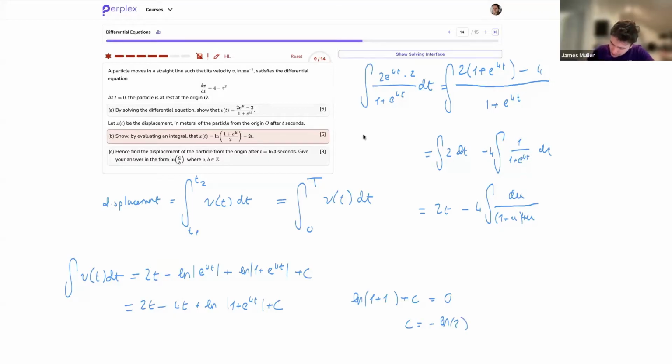So I can now rewrite this as minus ln of 2, and that's going to help me because I can now rewrite the integral as ln of 1 plus e to the 4t over 2 using log rules, minus 2t. And that is the result that I wanted to find, okay? That was a very difficult question there.